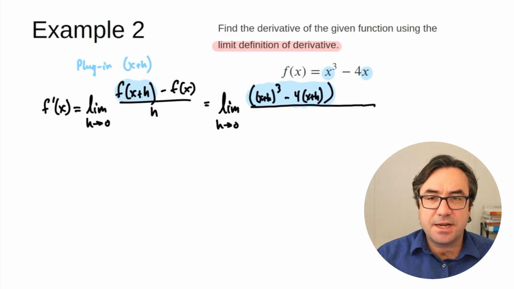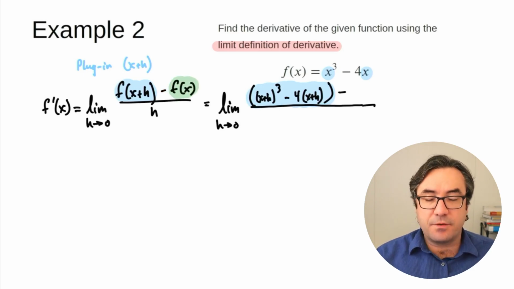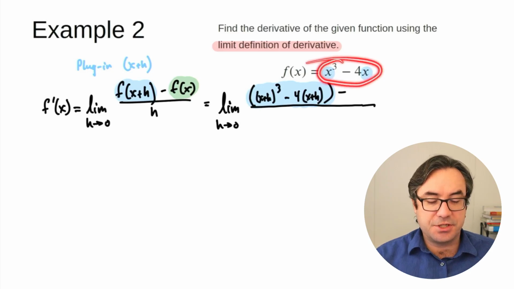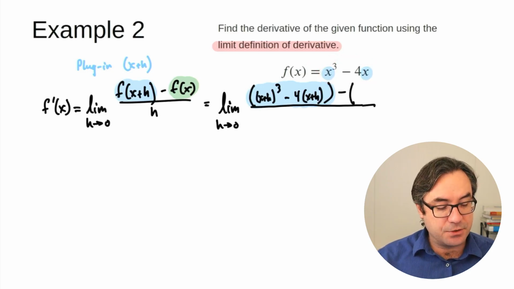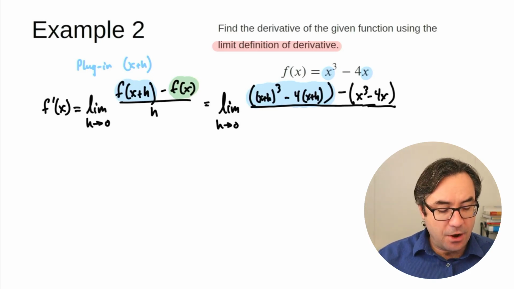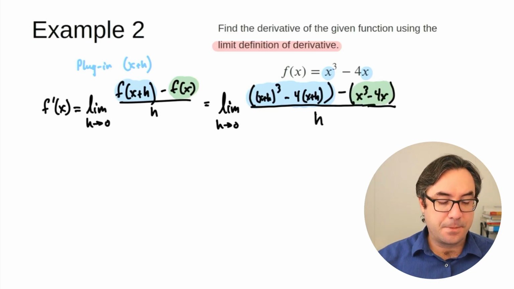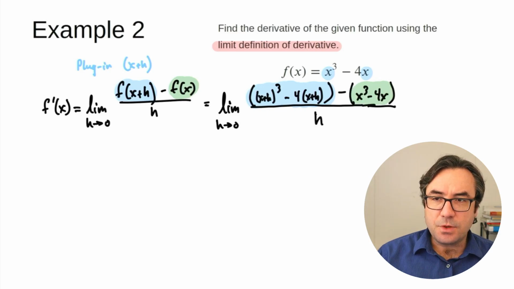All right, so what else is in our formula here? Well, then we're going to subtract, so we'll have our subtraction sign. And then we're just going to write down the original formula of our function, f of x. So the original formula here is just this x cubed minus 4x. So again, let's get a nice big set of parentheses, and then we'll write out just the original function, x cubed minus 4x. And then all of this is going to be over h. All right. So we have the setup here.